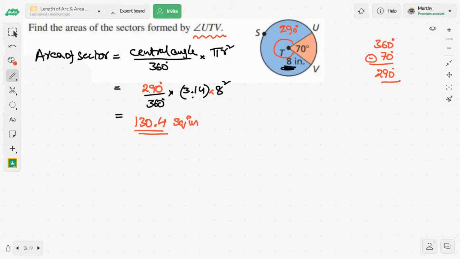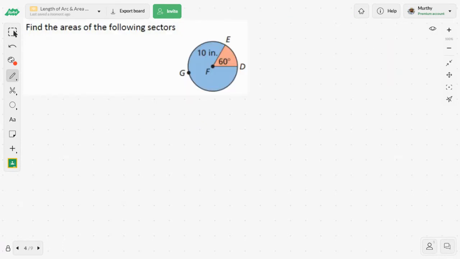Any questions on this? Well, the next one is find the areas of the following sectors. It is similar to the previous one, so I'm sure you can do it. So let me skip this one.